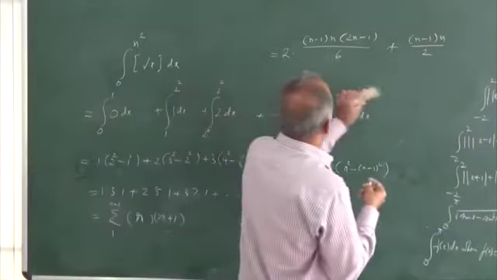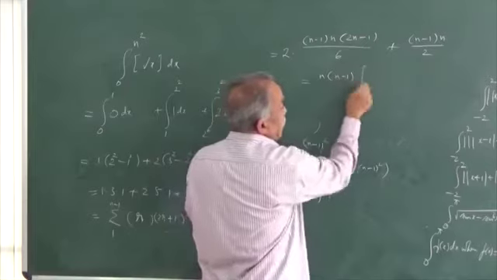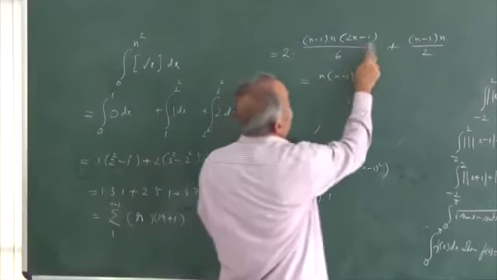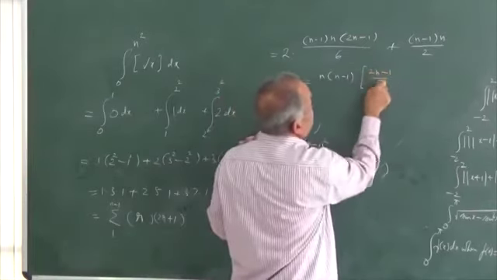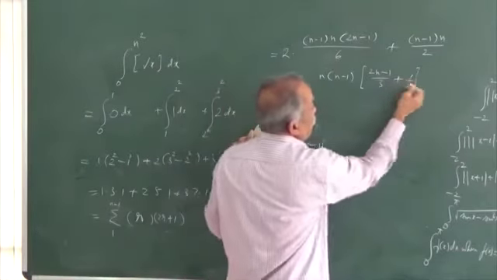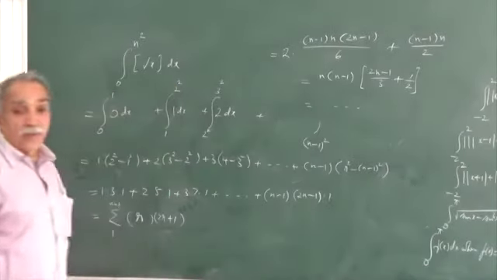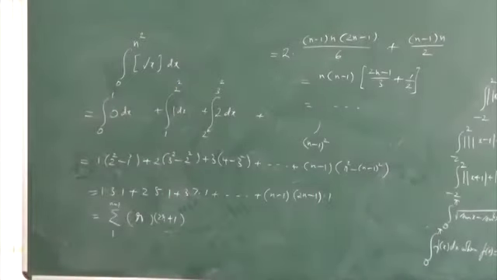Little bit of simplification. What is common? n into n minus 1 common. Inside 2n minus 1 divided by 3 plus 1 plus 1 by 2. Agreed?